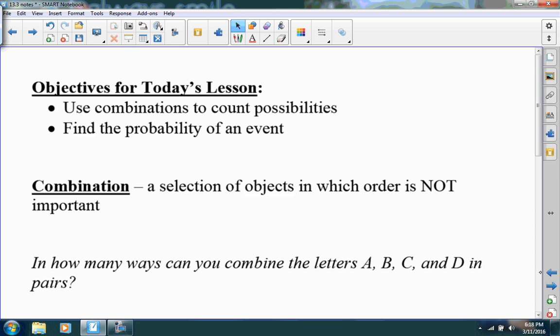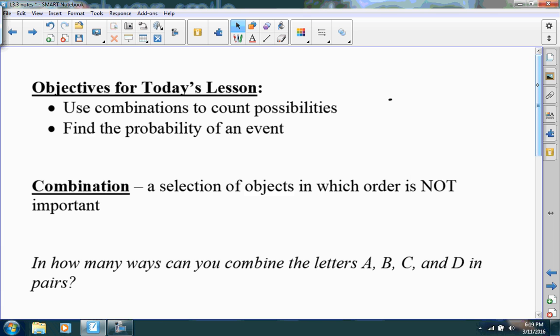And today we're going to use combinations to count possibilities, and that's a different concept than we talked about in the previous section when we were talking about permutations. So combinations is another way that we can count possibilities. And then we're going to use that to find the probability of an event.